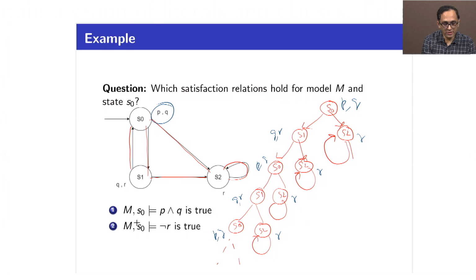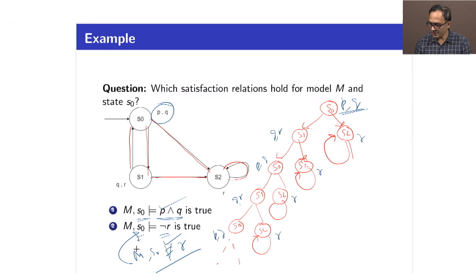Now, I am checking whether this S0 satisfies P and Q, which is true because P and Q both hold here. So, this is true, right. Then if I say S0 satisfies not R, yes, because R does not occur here, that means not R occurs. So, this is also true, because S0 does not satisfy R, it means it satisfies not R, right.